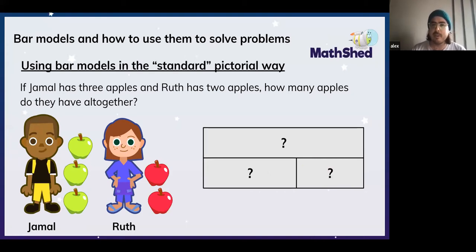So here we've got the same word problem again. And this time I'm going to present it in the way that I think people most often think about bar models, and really the principal use of bar models, which is with numbers in them. So we know one part is 3 and one part is 2, so the total will be 5, as we saw on the last slide as well.